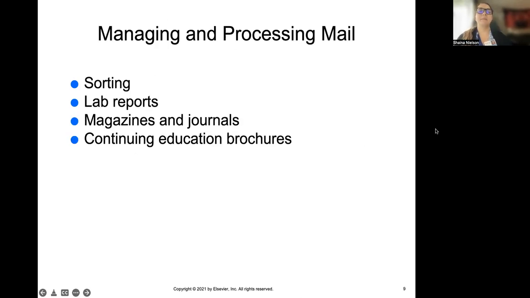All right, getting into managing and processing mail. This is a big part of reception duties, and assistants could help out with this as well. We will be getting tons of mail delivered to the clinic, including lab reports from the laboratories, magazines and journals for veterinary medicine, and continuing education brochures and information. So we will need to sort the mail and give it to who it is intended for.